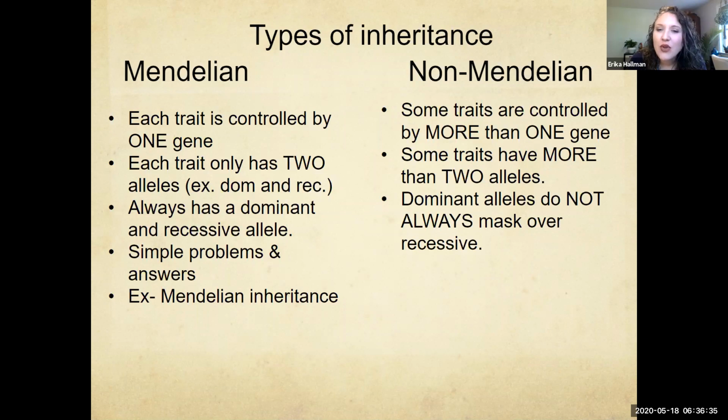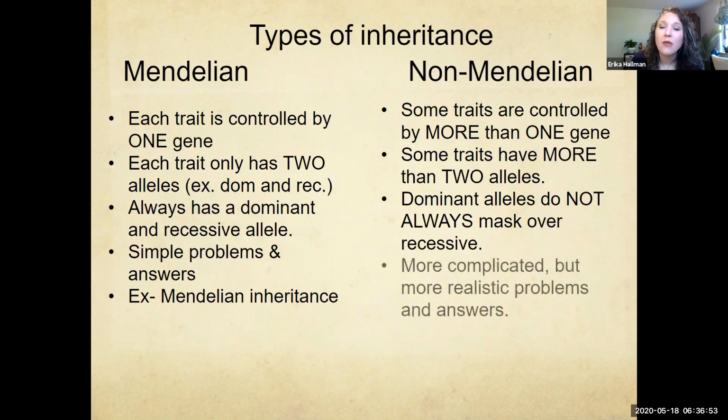Dominant alleles do not always mask over recessive. Here's where it gets tricky. We learned so far that if you have big T, big T is dominant, little t does not show up. But in non-Mendelian genetics, we discovered that sometimes the recessive and the dominant alleles will blend together. And we'll learn about how that's called incomplete dominance.